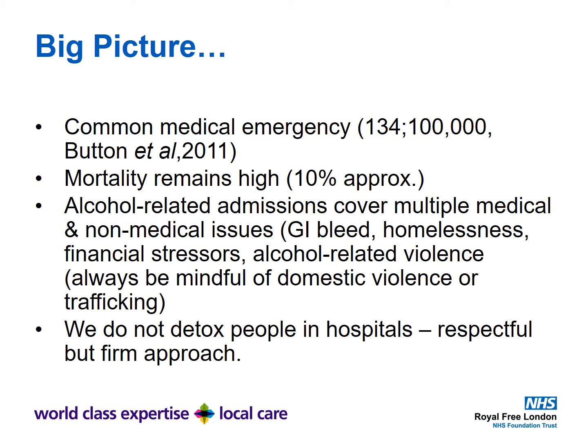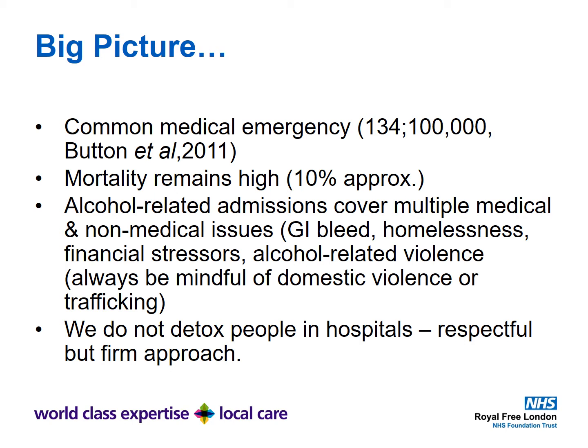So, big picture, upper GI bleeding is a common medical emergency occurring in approximately 134 people per 100,000. Mortality remains stubbornly high at 10%. Alcohol-related admissions often cover multiple medical and non-medical issues. So, for example, GI bleeding may be associated with homelessness and alcohol abuse, sudden acute alcohol binge due to financial stresses, alcohol-related violence. So, everything from people trafficking and domestic violence to a punch-up after a game of football and lots of lager.